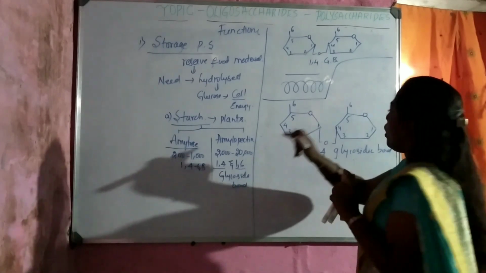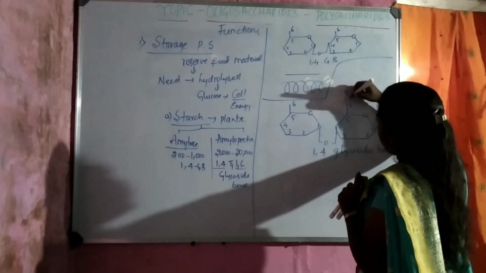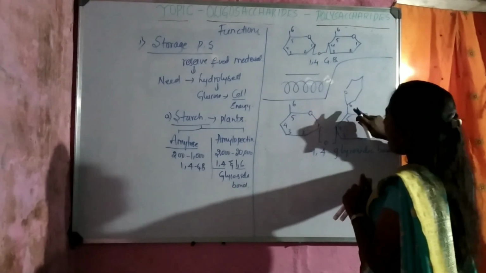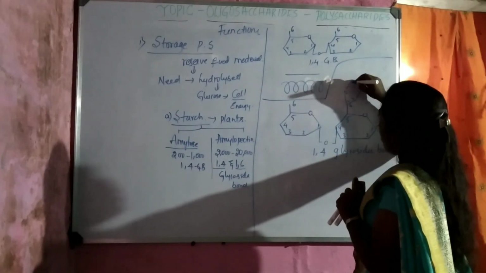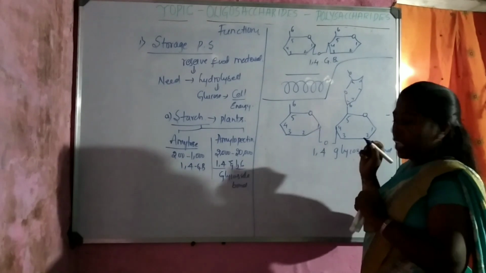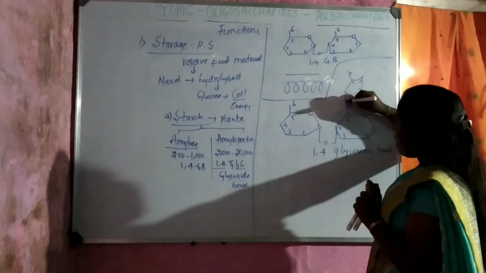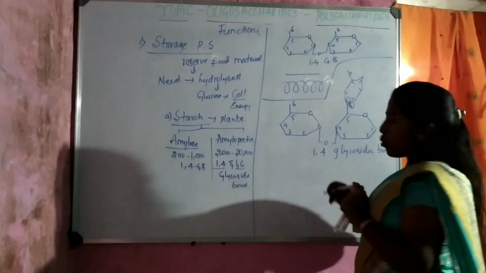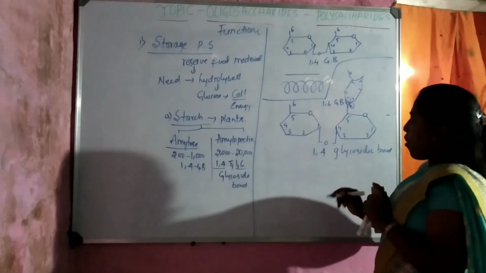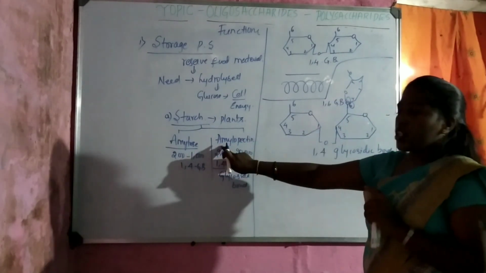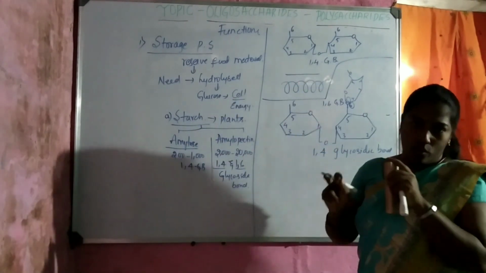1,6 glycosidic bond. So here, one more glucose molecule combines with the 6th carbon atom. So 1, 2, 3, 4, 5 and 6. Here the bond is formed between the first and the 6th carbon atom, so the glycosidic bond is a 1,6 glycosidic bond. Such a branched structure you can find in the case of amylopectin, whereas a linear structure is found in the case of amylose.